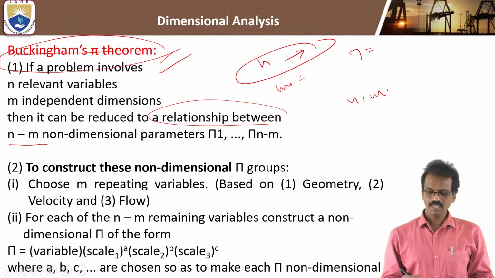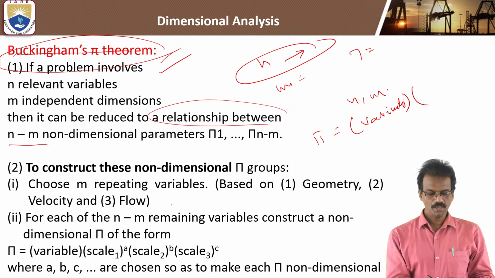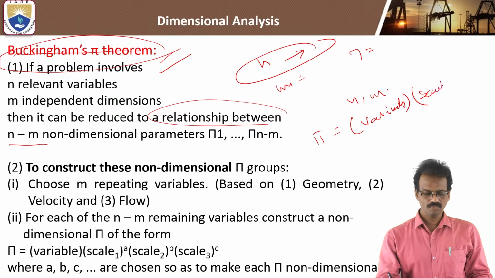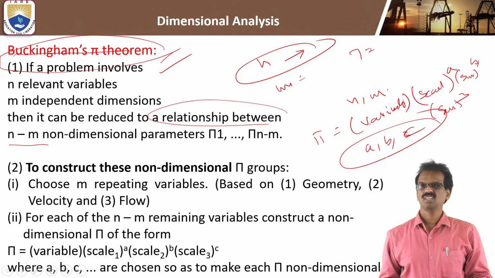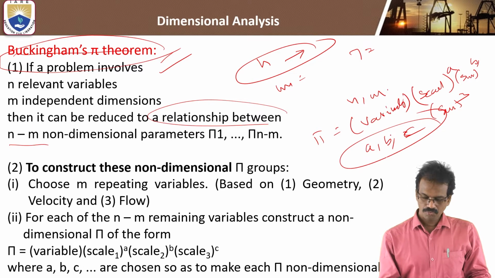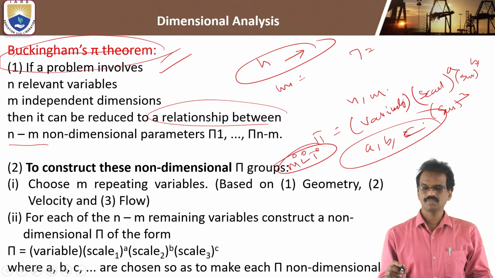You can write the pi terms like this: pi is equal to the first variable parameter taken together with the chosen m values, just like scale 1 to the power of a, scale 2 to the power of b, and scale 3 to the power of c. Here a, b, c are the exponents we have to find with respect to the pi terms. Pi terms are dimensionless, so M to the power of 0, L to the power of 0, and T to the power of 0. You can take this as the basis.